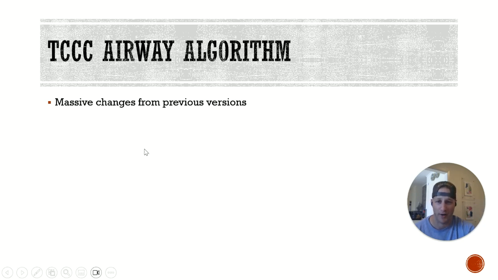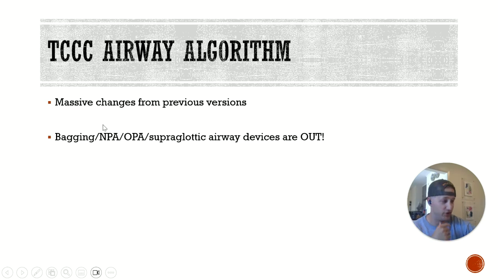All right, these are massive changes from previous. I have some supplies here that I'll show everybody, but these are massive changes. So bagging the patient with the bag valve mask, that's out. Things like this OPA is out. NPAs are out, okay? The i-gel is out, okay? I still have one of these in my aid bag that I keep in my vehicle.